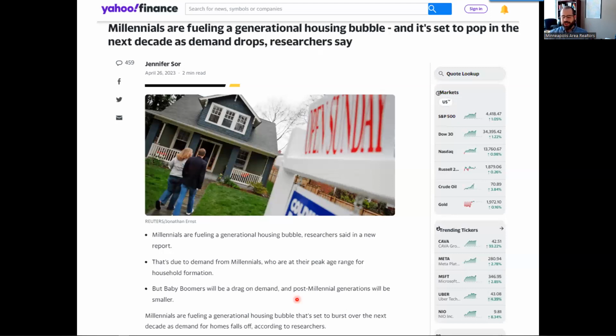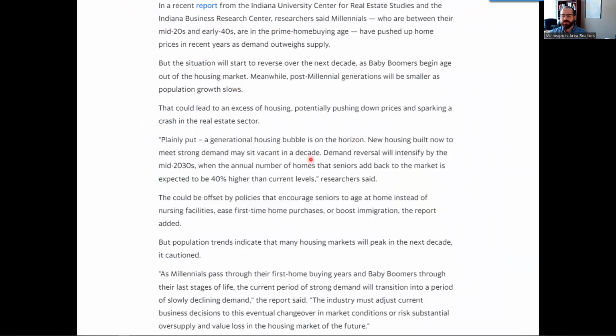What are they saying? By 2030, I think I've got this called out. Demand reversal will intensify by the mid 2030s. So look, we've got 12, 13 years, we've got over a decade to think about this. But I think it's a pretty interesting theory, and I'm not sure it's scary. It shouldn't be scary. It's not meant to scare anyone, but I do think, as real estate professionals and housing practitioners, we should be thinking about this long term. And you guys are doing business planning, and sometimes that's long-term business planning. So I thought this was a really interesting article.